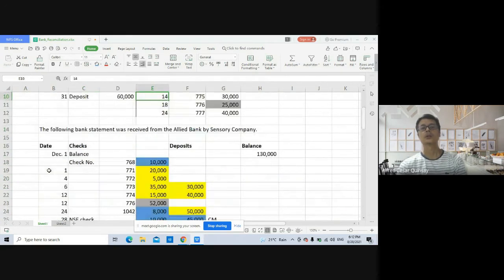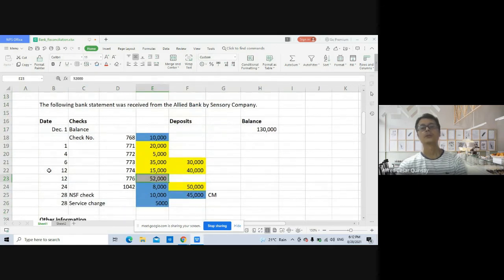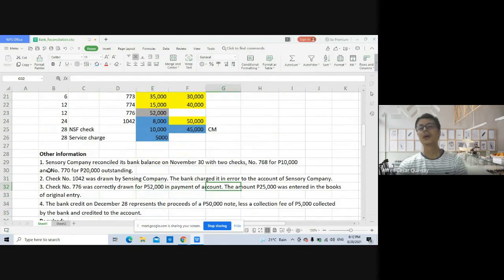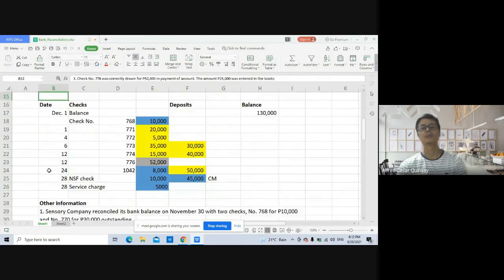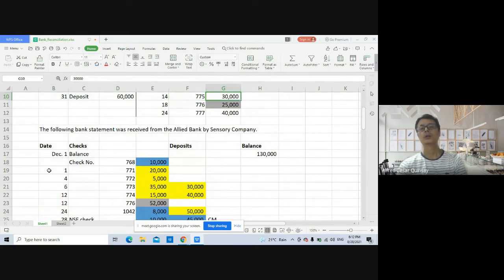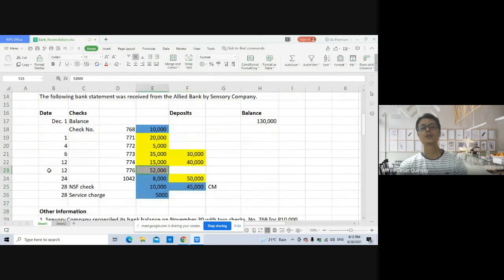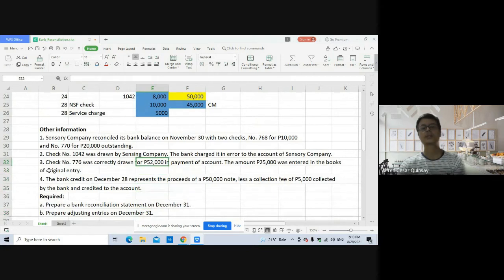See? Okay. Check number 776 was correctly drawn for 52,000. Okay, so this one, 52,000. But the company, I suppose, recorded it at 25,000. So there we see an error by the company. The cashier or the accountant put 25,000 in the books, no? Then the check was issued. But when the bank received it, of course, what the bank saw there, the teller would not give more or less than what is written on the check. So the teller saw it at 52,000. So that is what is written there. So this is most likely an error by the accountant of the company.